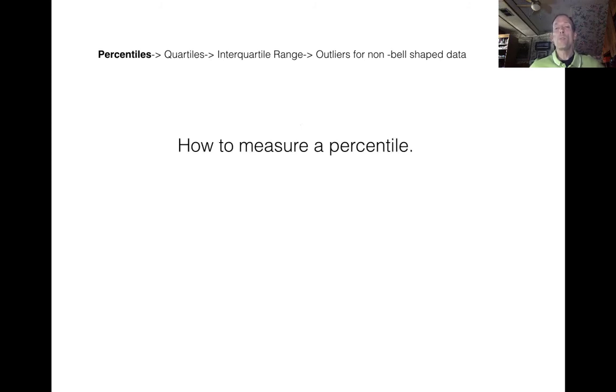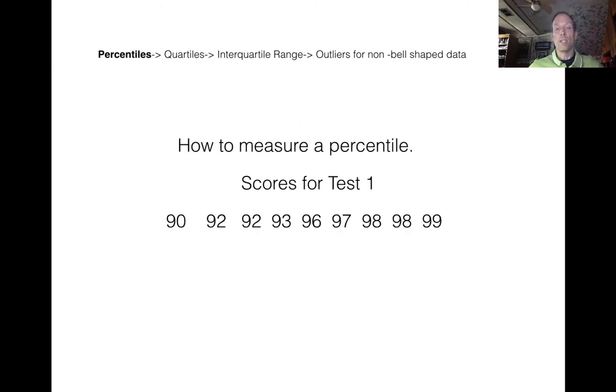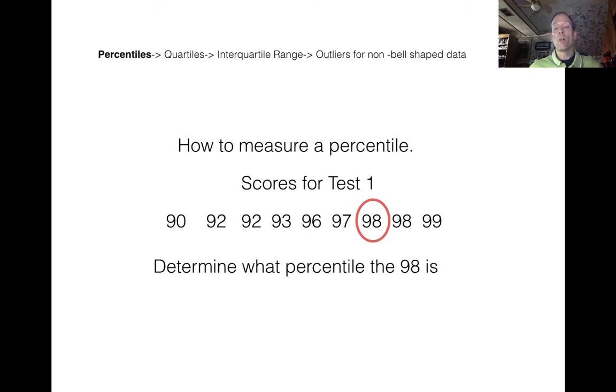So how do we exactly measure percentile then? Let's propose that we have the following scores for test 1 here. And what we want to do is identify the score we have circled, 98, and find out what percentile it is. And the only thing that we know right now is the percentile is the percentage of people that we did better than.